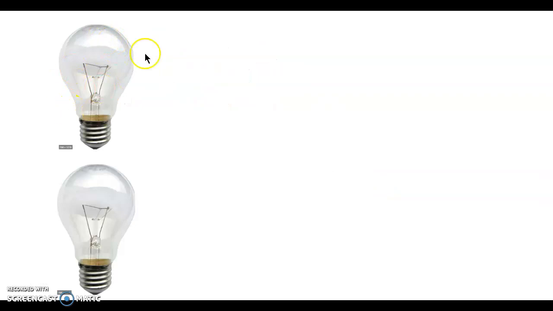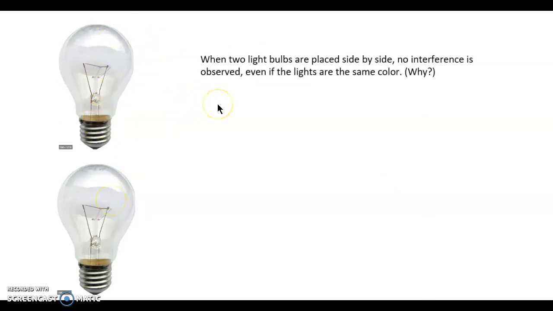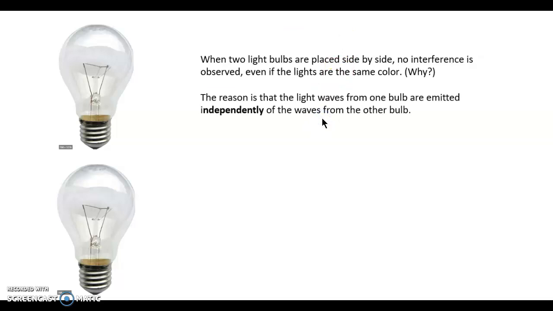Here, suppose we have these two identical light sources. When two light bulbs are placed side by side, no interference is observed, even if the lights are the same color. Why? Try to explain that by yourself. The reason is that the light waves from one bulb are emitted independently of the waves from the other bulb, because they are connected to different energy sources, so they are independent.